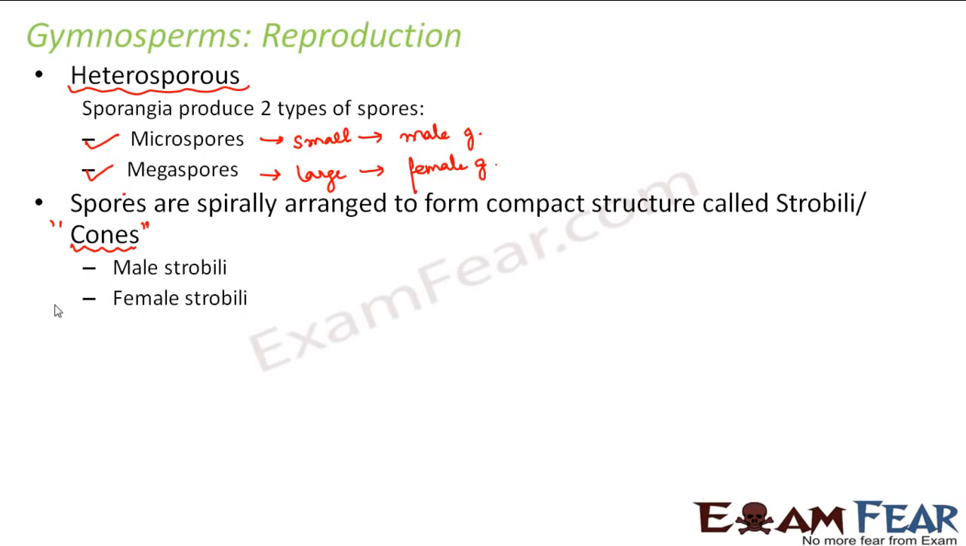So if you look at the picture of a pine tree, you actually see a cone-shaped structure. So those cones are nothing but the male cones and the female cones. So here we have two types of spores and we also have two types of cones. Each type of cone will produce the respective type of spores. For example, the microspores will get spirally arranged to form the compact structure called the male cone. Similarly, the megaspores will form the female cone. So microspores will form the male cone and megaspores will form the female cone.